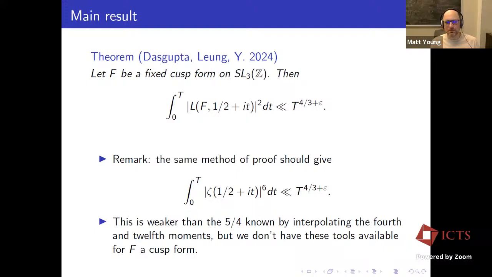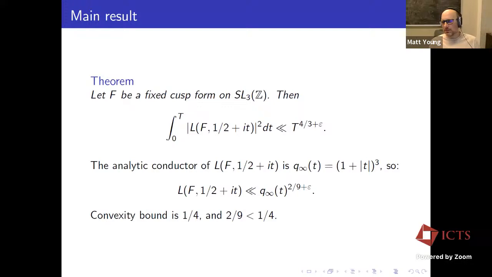Okay, so that's the main theorem. Just to help judge the quality of this result, the first thing to mention is that the analytic conductor of this degree 3 L-function is like t cubed, or 1 plus t cubed. Just like zeta, whose analytic conductor is t, this is degree 3, so it should be t cubed. The pointwise bound you get from this is the conductor to the 2/9. The convexity bound would be 1/4. 2/9 is less than 1/4, so this gives a subconvexity result for this L-function in the t aspect. This indicates that this is a non-trivial result.